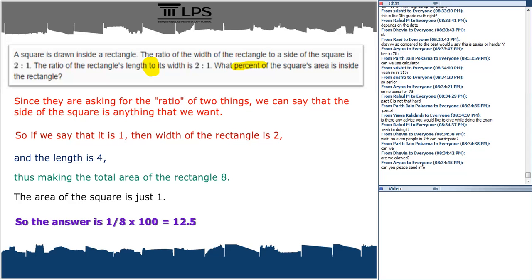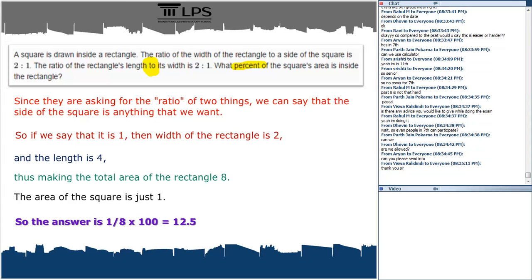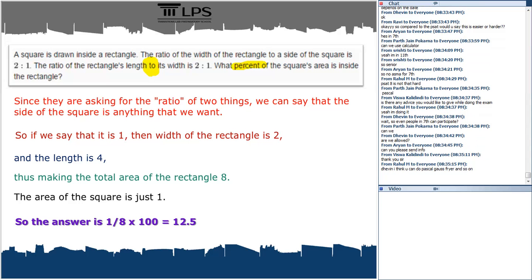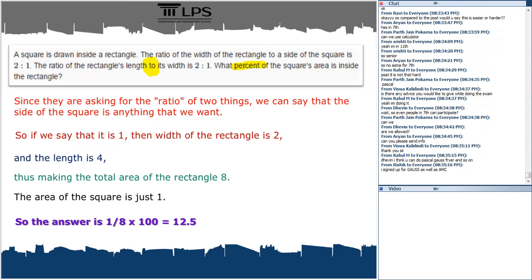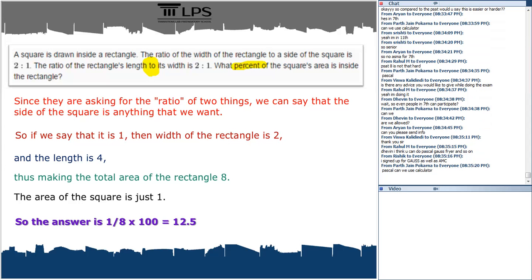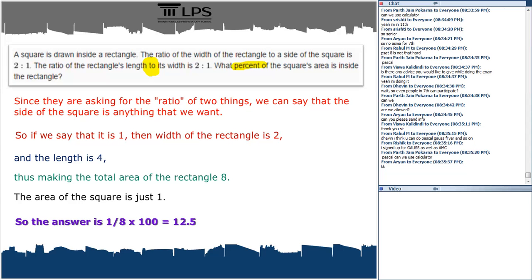People in 7th can participate in ASMA. Yes, people of 7th can participate in the ASMA exam, ASMA junior, definitely. Yes, people of grade 7 are eligible to participate in the ASMA contest. Yes, Rishik, you can even go for ASMA. If you find that ASMA is easy, then you can go for the ASMA examination also. You have already signed up for Gauss and AMC, that's very good. Pascal, you can use a calculator. The Pascal calculator is allowed.